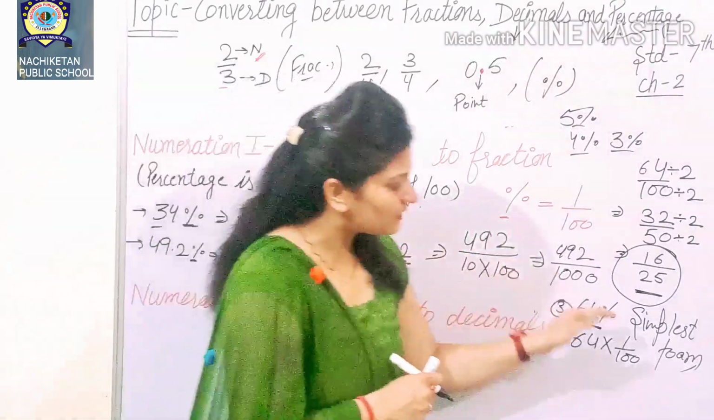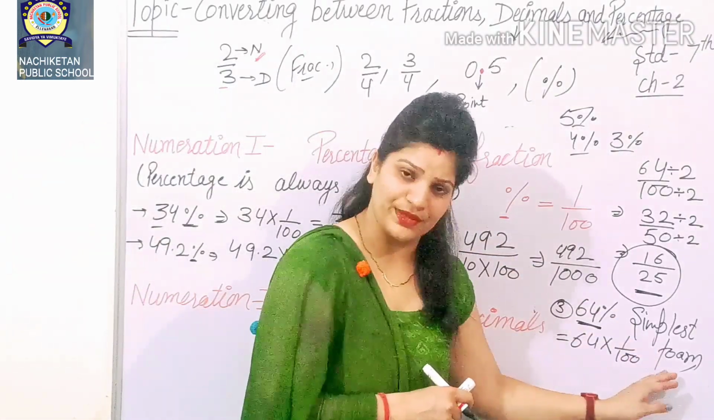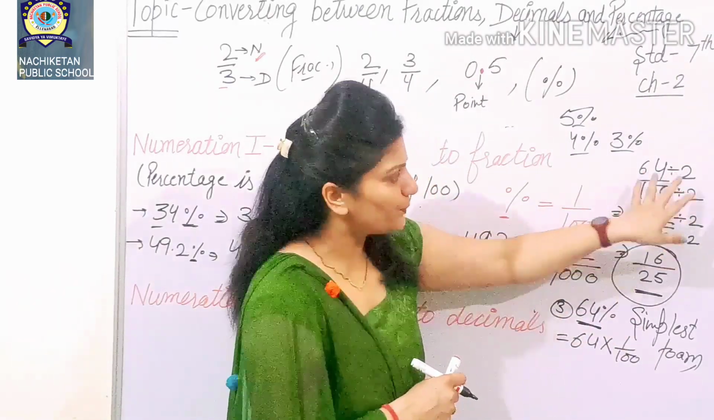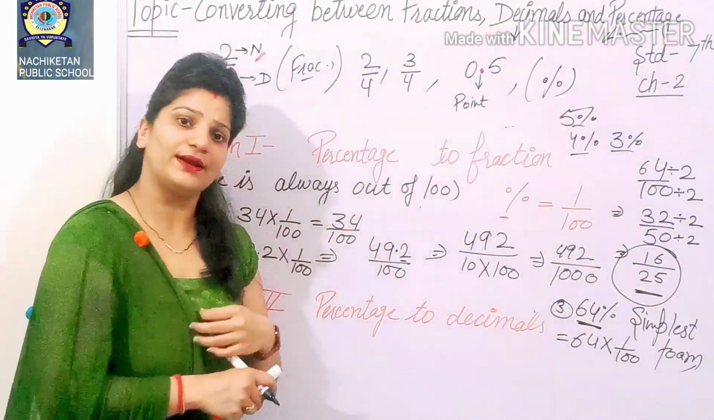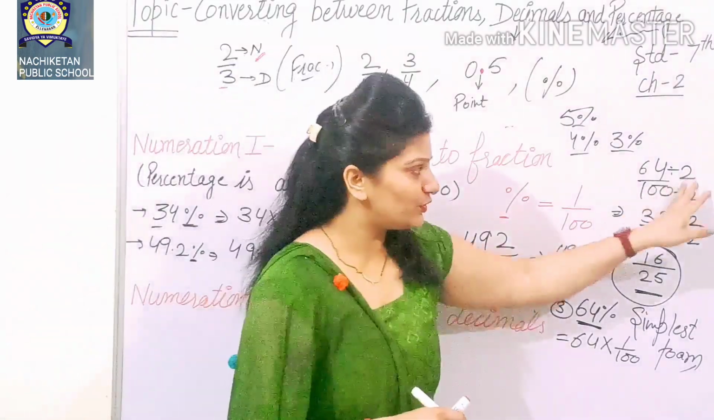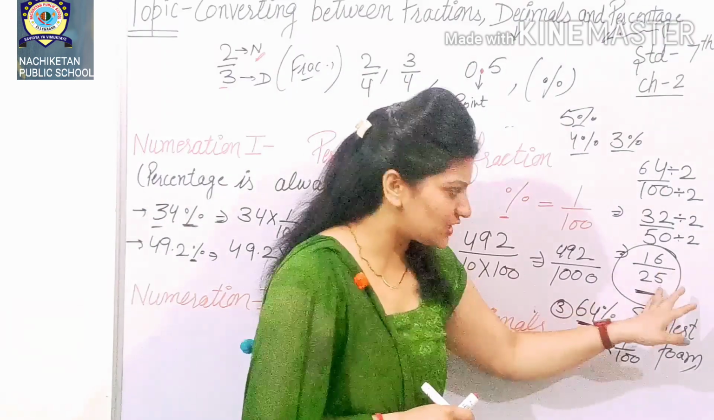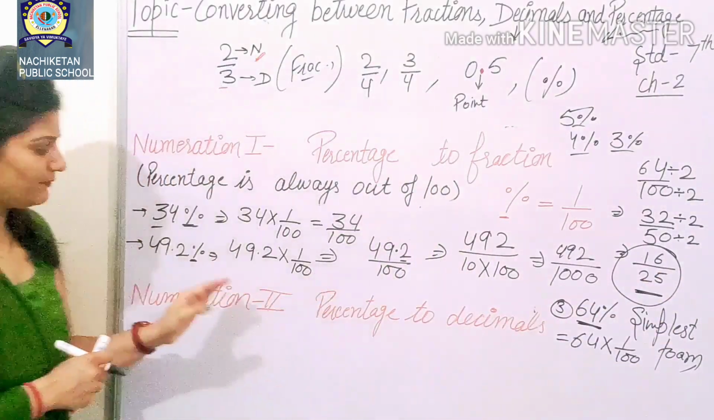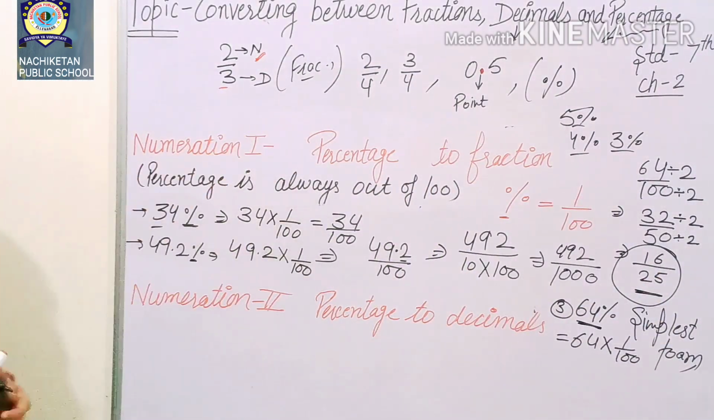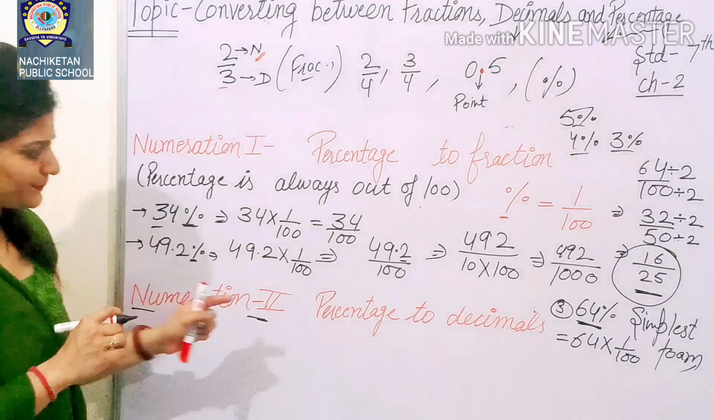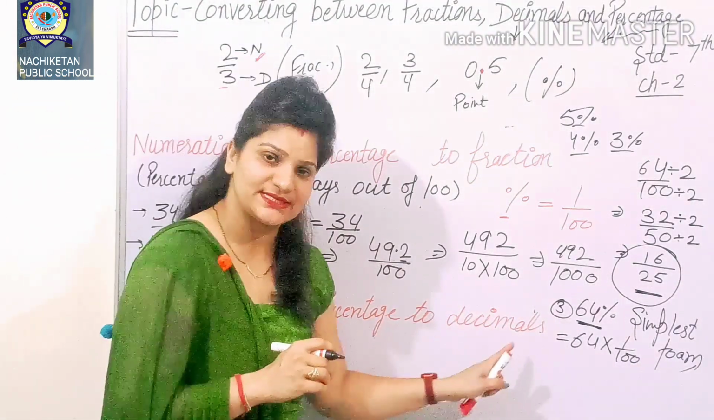फिर हम उसको किस में कन्वर्ट करेंगे? सिंपलेस्ट फॉर्म में. सिंपलेस्ट फॉर्म में कैसे करेंगे? हम देखेंगे कि इन दोनों में कोई भी कॉमन पार्ट है. अगर है, then we will divide that common number. Clear? Here 16 upon 25 is the fractional form. Clear? Okay. Now numeration 2, that is converting percentage to decimal.